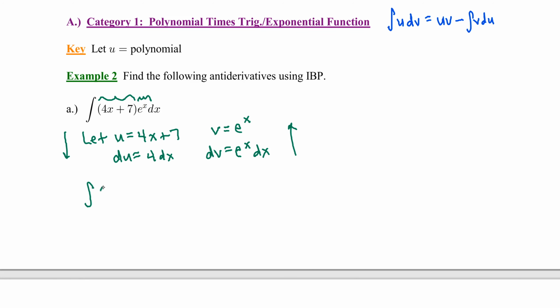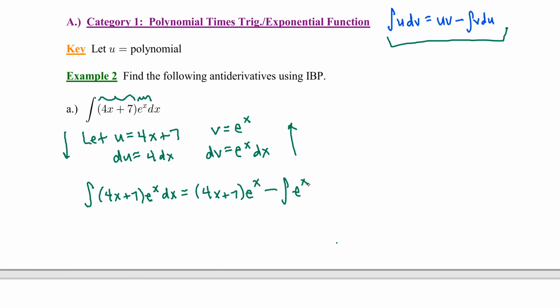Again, no arbitrary constant c is necessary for integration by parts. Then our integral problem, which was the integral of 4x plus 7 times e to the x dx, can be rewritten in terms of our integration by parts formula. u times v, u is 4x plus 7, v is e to the x, minus the integral of v, which is e to the x, times du, which is 4dx. So again, I'm following the pattern as indicated by the integration by parts formula and using the substitutions that we have listed in this space right here.